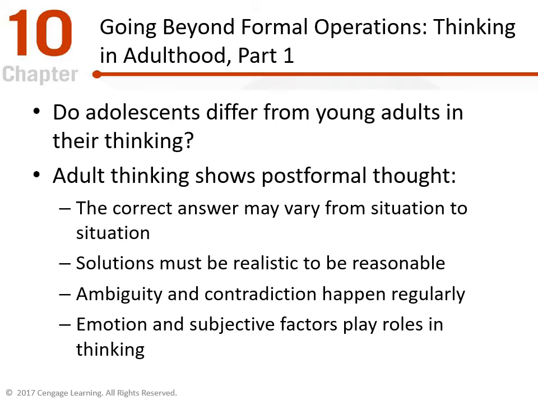Solutions must be realistic to be reasonable. That's an indicator of a different type of thinking, that post-formal thought. Ambiguity and contradiction happen regularly because that's life. They understand that concept. And emotion and subjective factors play a role in thinking, right? We can't just always be analytical. How many times have you thought with your emotions, or what has been said has played a huge influence on you? So adults definitely show a different type of thinking. It's kind of a post-formal thought.